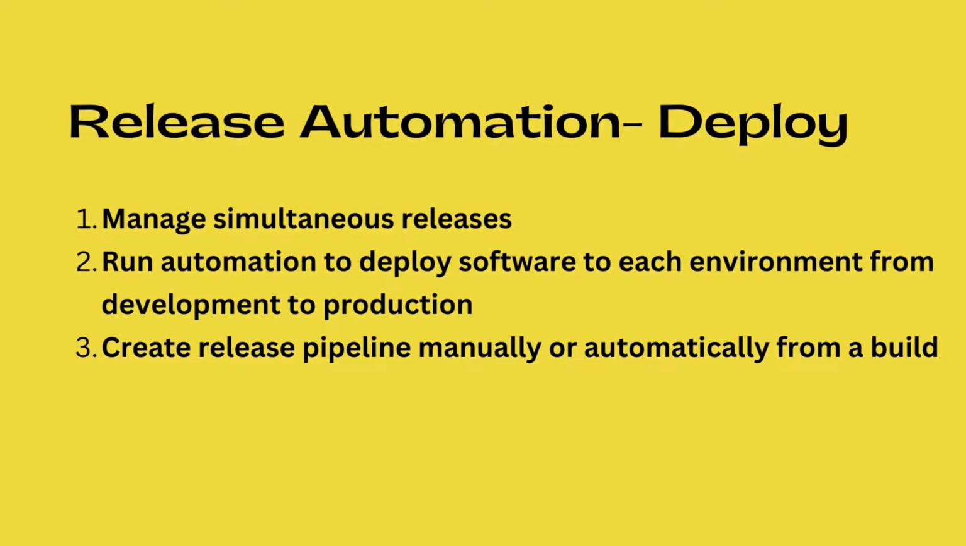You can see there are releases every 3 months, 4 months of the software. We run the automation to deploy the software to each environment from development to production. Okay. In the development environment, we run the automation script to deploy the software into the development environment and the production environment.